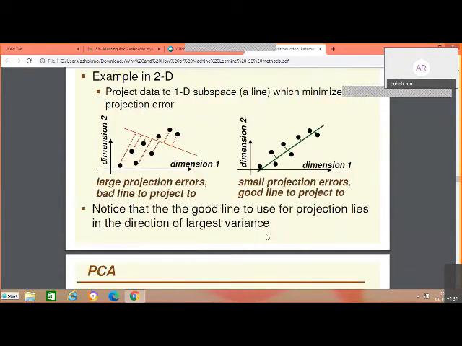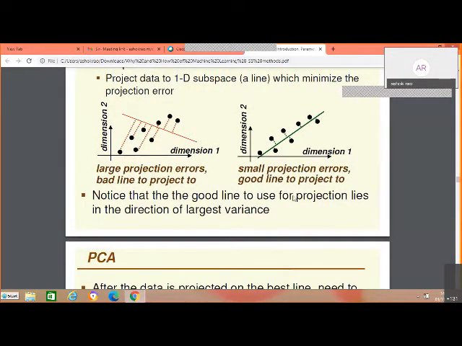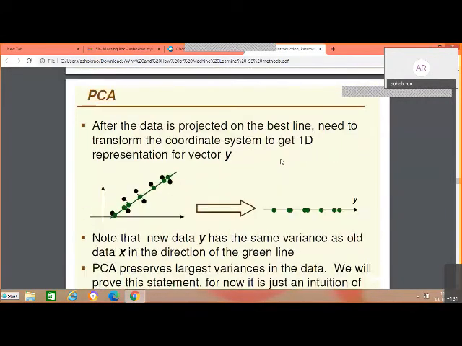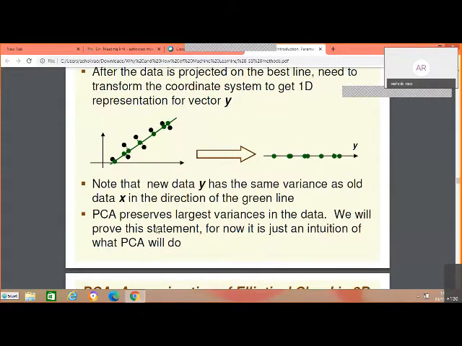Okay, that's one subspace. There are many others. Notice that the good line to use for projection lies in the direction of largest variance. So we projected it like this, the black went to green, and I rotated it, and all of them look like this. Note that the new data Y has the same variance as the old data X in the direction of the green line. So what principal component analysis does is preserve the largest variance in the data.